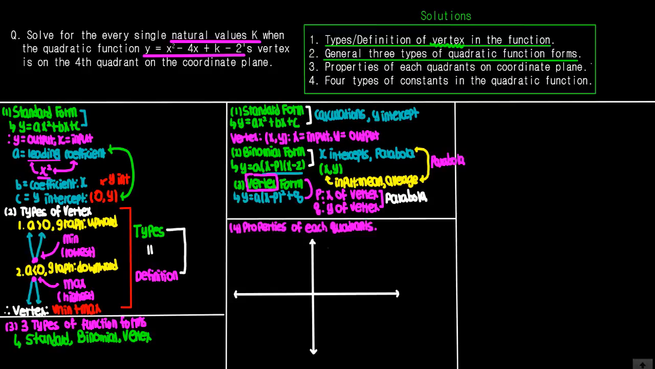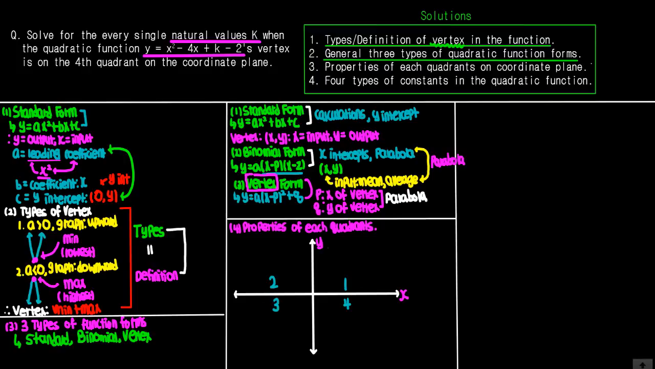Let's think about the properties of each quadrant in the coordinate plane. There always should be the x and the y-axis in the coordinate plane. The order of the coordinate plane is the first quadrant, the second quadrant, the third quadrant, and the fourth quadrant. Let's think about the signs of each quadrant's x and y values.